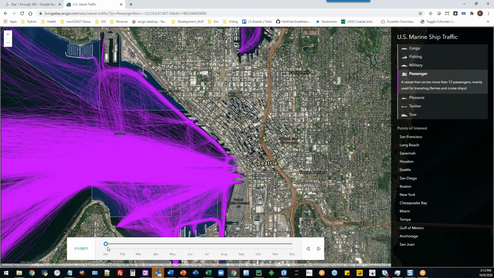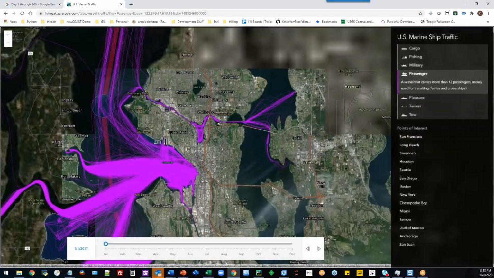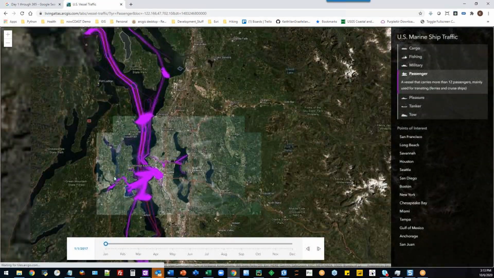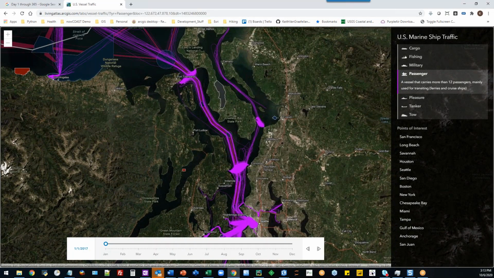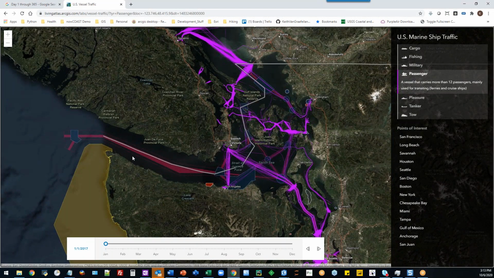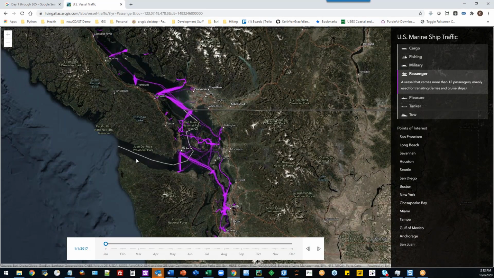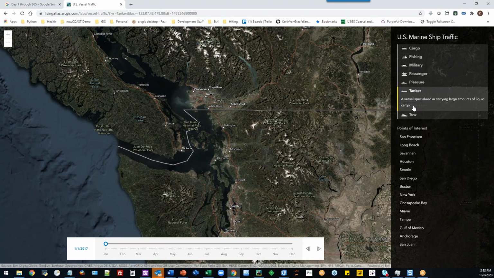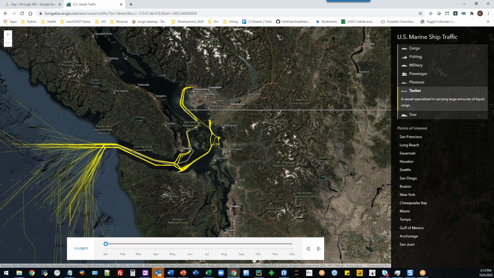So bear in mind, we're just looking at one month. This is January of 2017, and we're able to understand what the passenger system and network looks like in these locations. Not a lot of passenger network outside of the sound system, but once you look at the tanker system, you can see where the tanker system starts and where that ends.